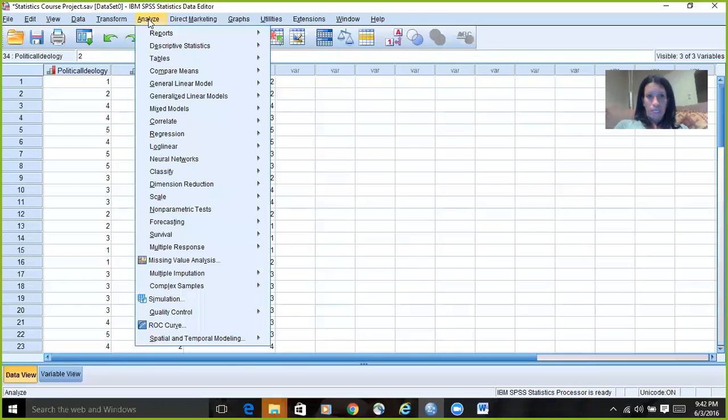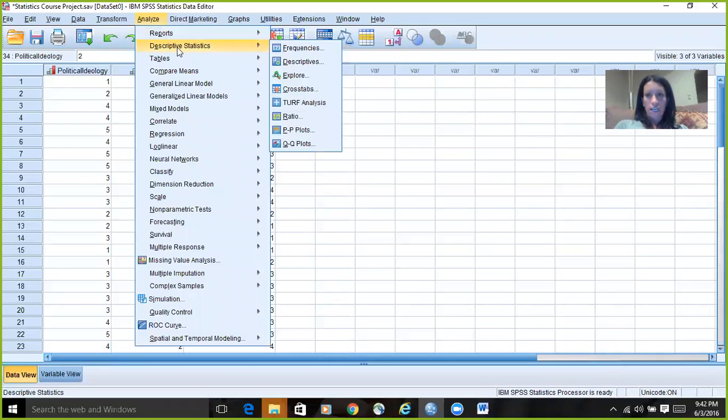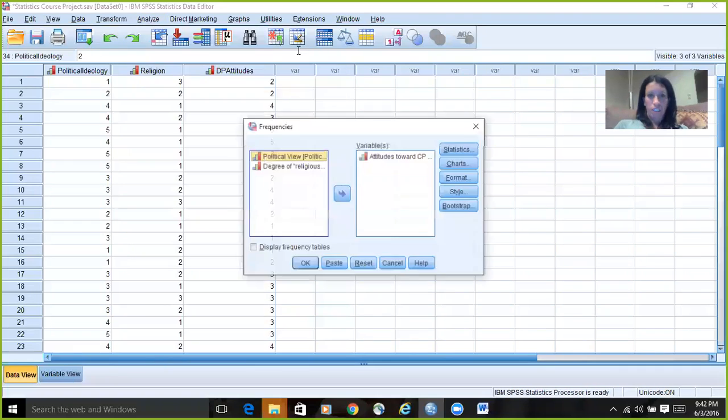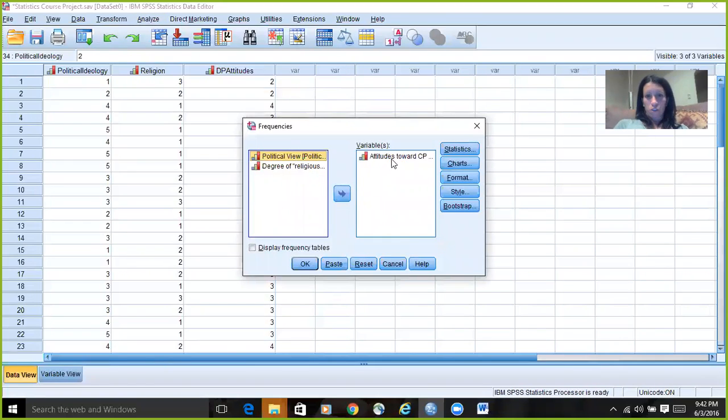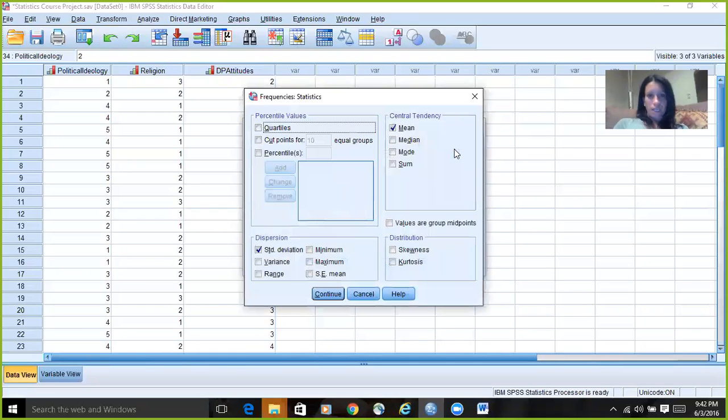So to obtain the mean and standard deviation, and remember my dependent variable is ordinal. If yours is ordinal, that's fine too. It technically should be interval ratio. So attitudes toward capital punishment, that is my dependent variable. Make sure that you are running the analysis for the correct variable. I'm going to go to statistics. Mean and standard deviation are the two pieces of information I need.